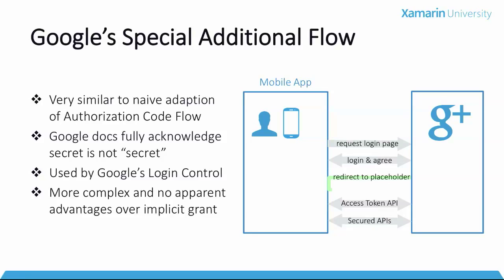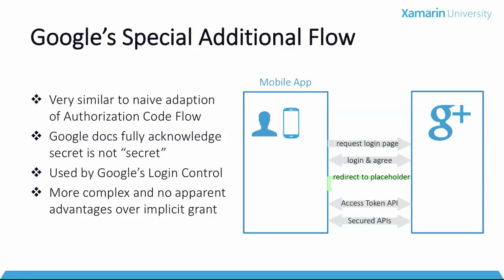Otherwise, when using this flow, it looks exactly like our authorization code flow. You get an authorization code as part of that placeholder redirect. You trade that and your secret for an access token, and then you can access the secure APIs with this. This is what Google's login control uses behind the scenes, so you might want to know about it for that reason. They have a login control available for both iOS and for Android. And that's the main reason you might want to know about this particular flow.